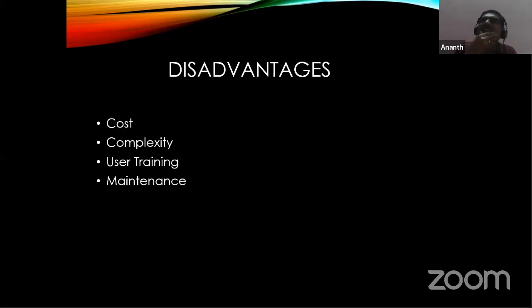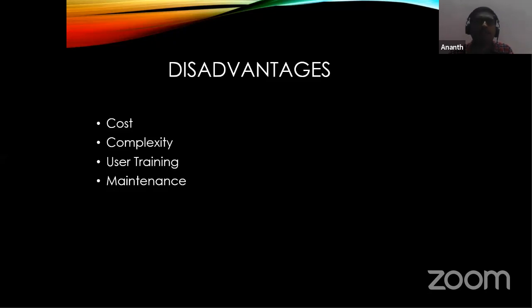What are the disadvantages? I would call these disadvantages, but I would call them challenges. ERP is a costly affair. The more powerful software you purchase, the costlier it is. So a lot of cost and complexity, because it's a huge software. It is not just one program or one application. It's not like you log into the Play Store, download one app, and start using it. It's not so easy. It's complex because it's implemented across the organization and it has a lot of functionalities.